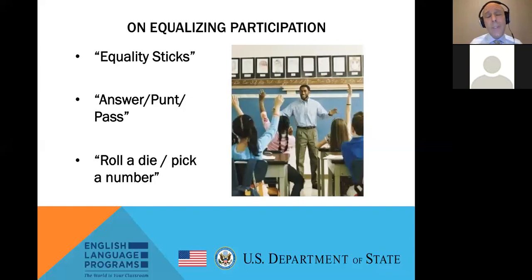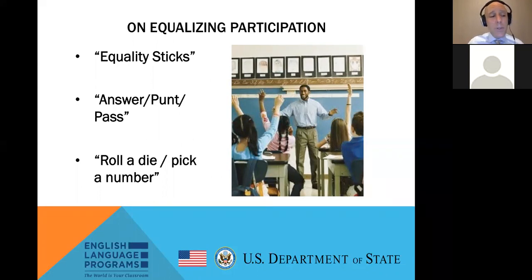Or junior high, teacher asks a question. The girls put their hands up and boys just shout out the answer. So one way to try to equalize the playing field in terms of participation is to use something that I refer to as equality sticks.